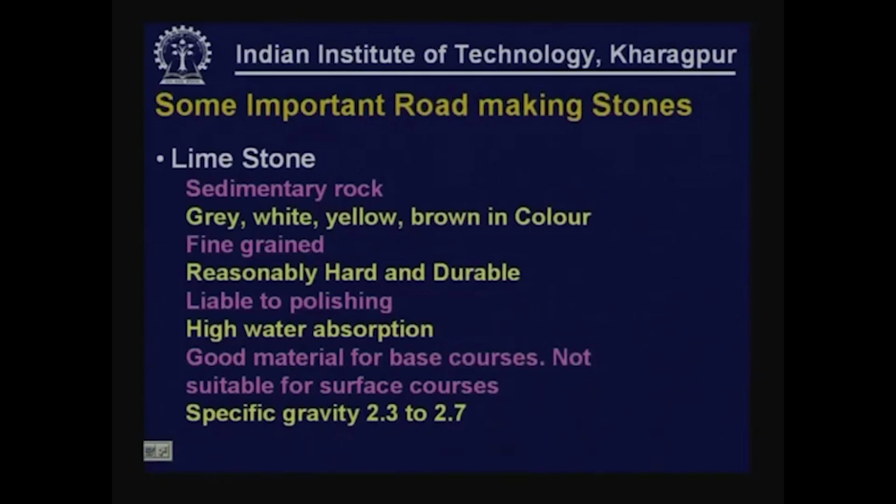Limestone is a sedimentary rock coming in various colors such as gray, white, yellow and brown. Fine grained material, reasonably hard and durable, but this is liable to polishing and has high water absorption. This is good material for base courses, but because of its liability to polishing and also because of its high water absorption, not very suitable as a surface course, especially in the case of bituminous pavements. Specific gravities range from 2.3 to 2.7.